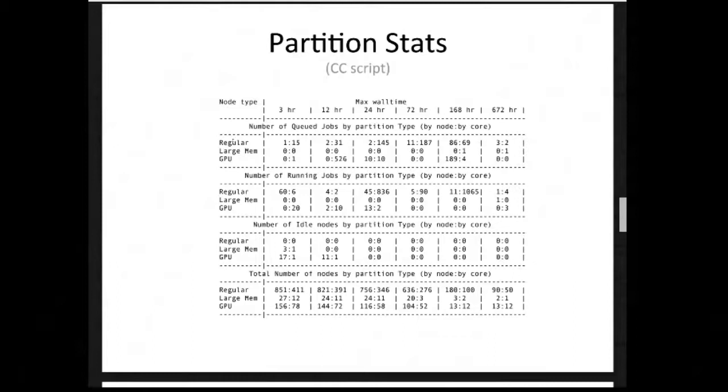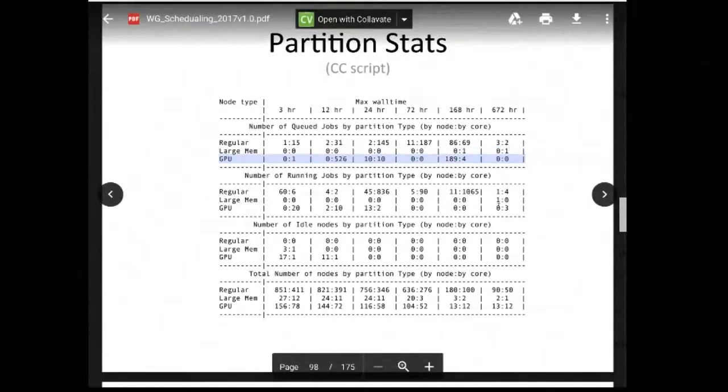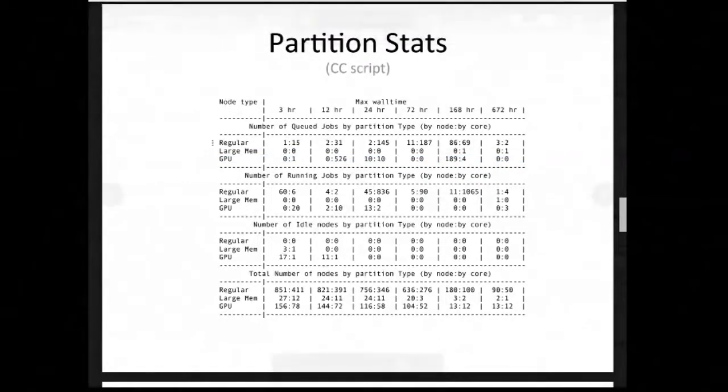First of all, we look at what type of jobs we have. If you're looking for GPUs, you just look at the GPU line. If you're looking for regular jobs, you look at the regular nodes, the regular lines. And if you're looking for large memory, you look at that. You can look at the number of jobs that are queued, the number of jobs that are running, and so on. Also, the first number here is in the by-node partition, and the second number is in the by-core partition.